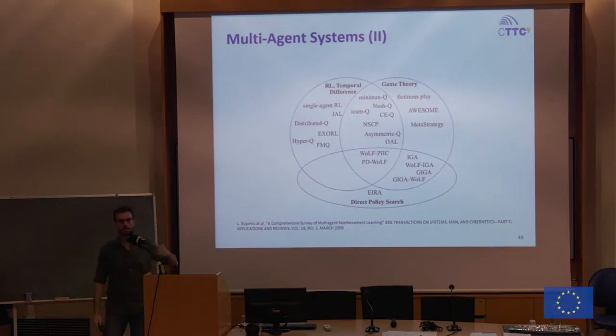So we already had some discussion this morning on this, but actually this distributed multi-agent system can be solved in a different way. These are the three main areas of knowledge that solve this kind of problem: direct policy search, game theory, and reinforcement learning, temporal difference. There is some intersection between these fields, so there are a bunch of algorithms that refer to both theories, or to all three of them.